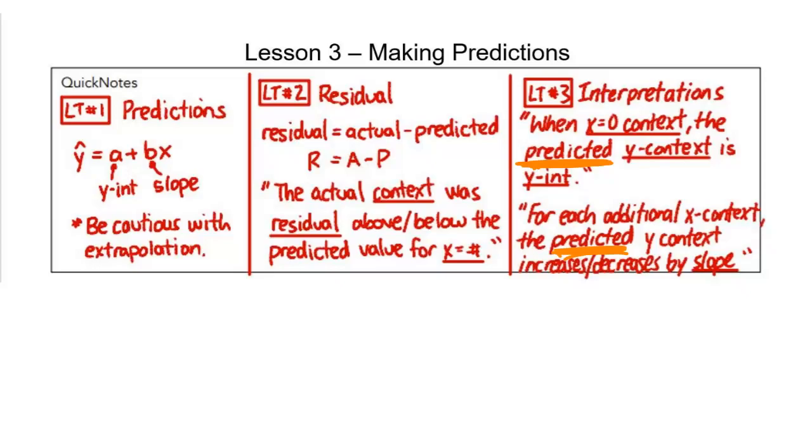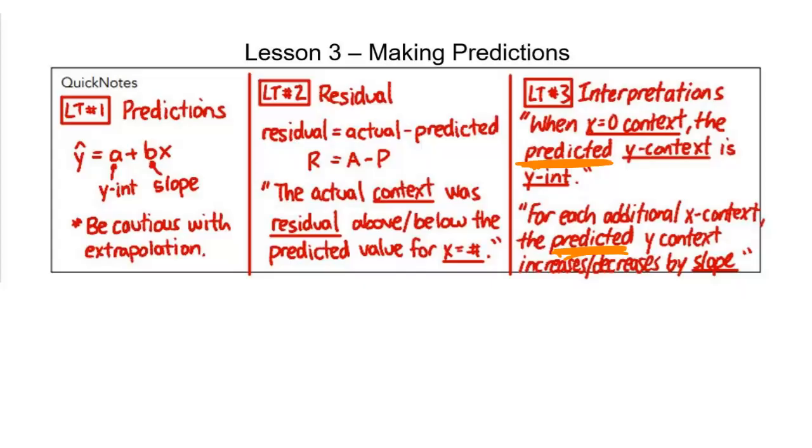So our learning targets for today. When we make predictions, remember Y hat, you'll actually put your Y variable name in here with the hat over it, equals A, that's your Y-intercept, plus B, that's your slope, and then instead of writing X, you're going to put that inside parentheses with what the name of your actual X variable is. And be cautious with extrapolation. If you've been asked to make a prediction about something that is far away from the collected data, it is suspect.